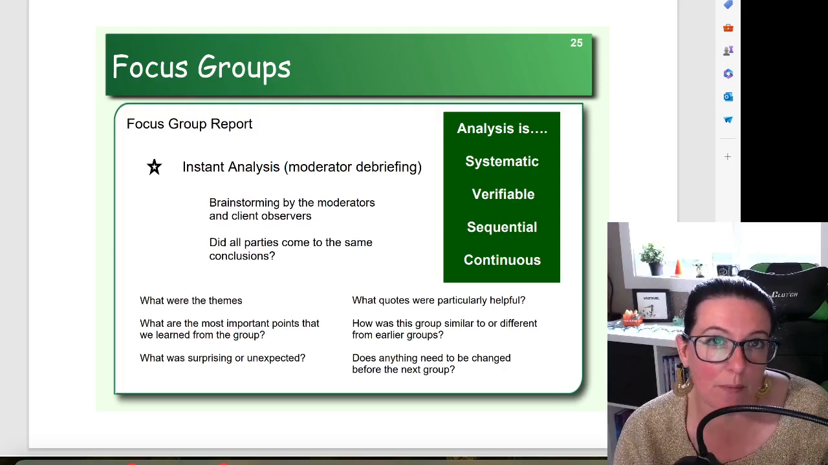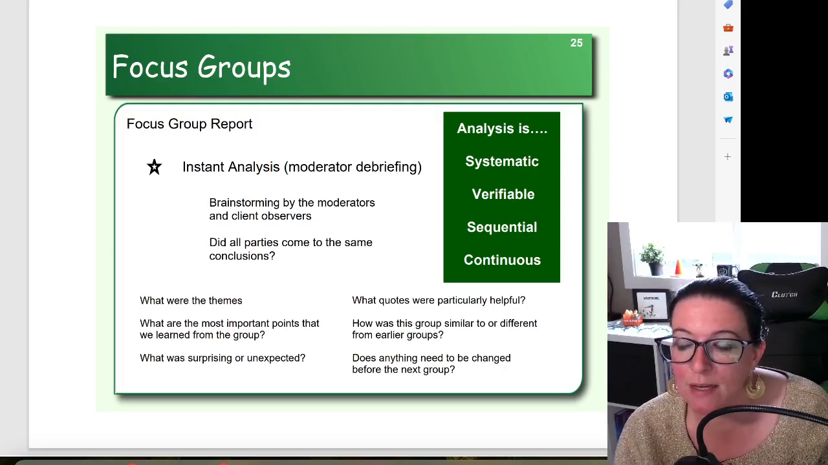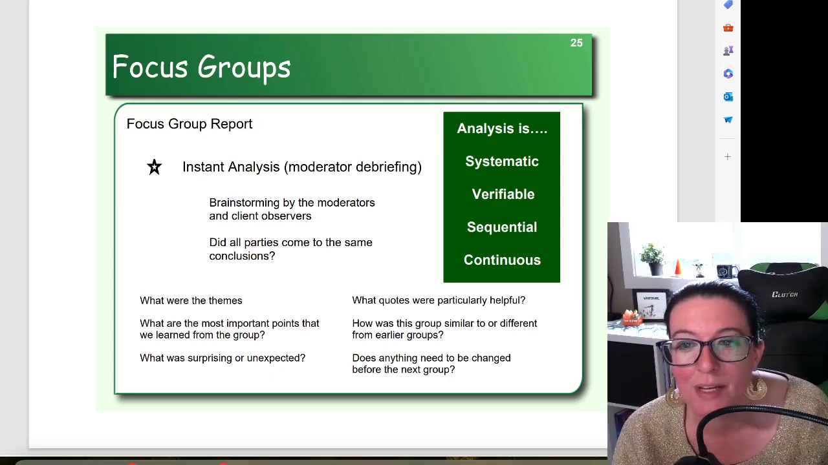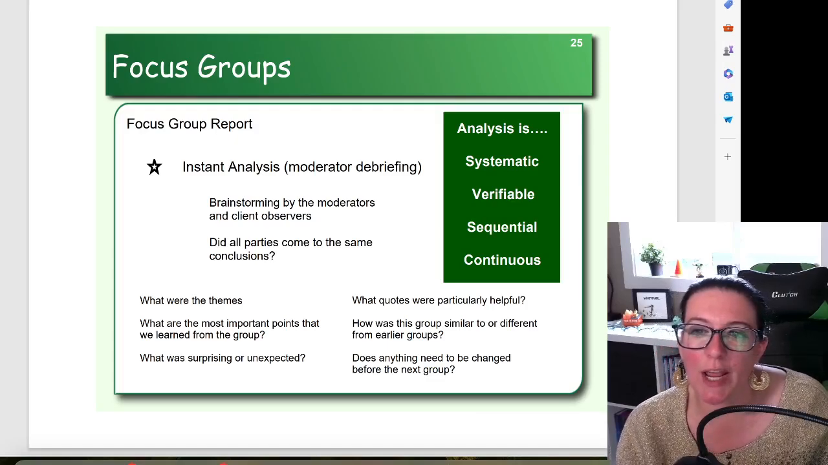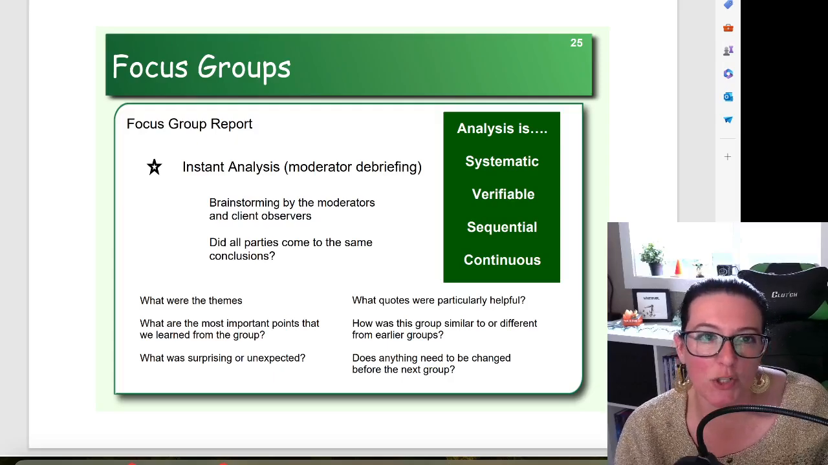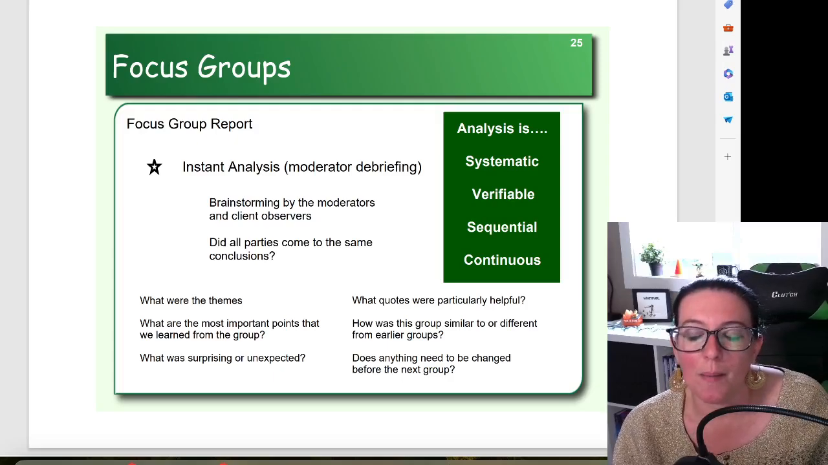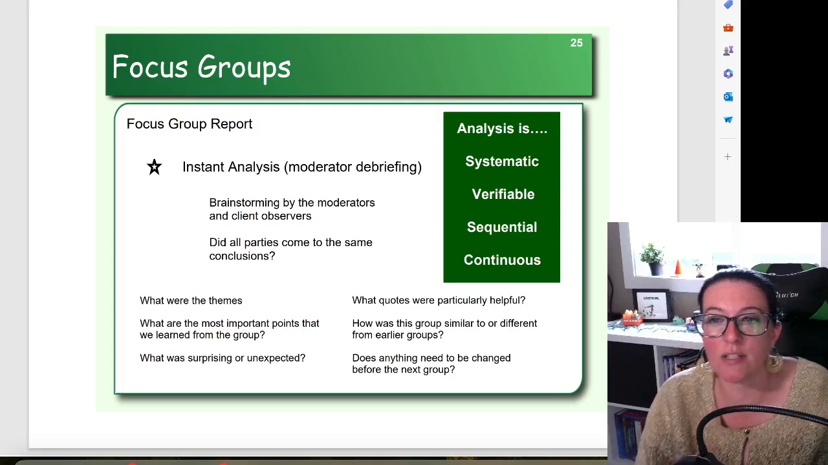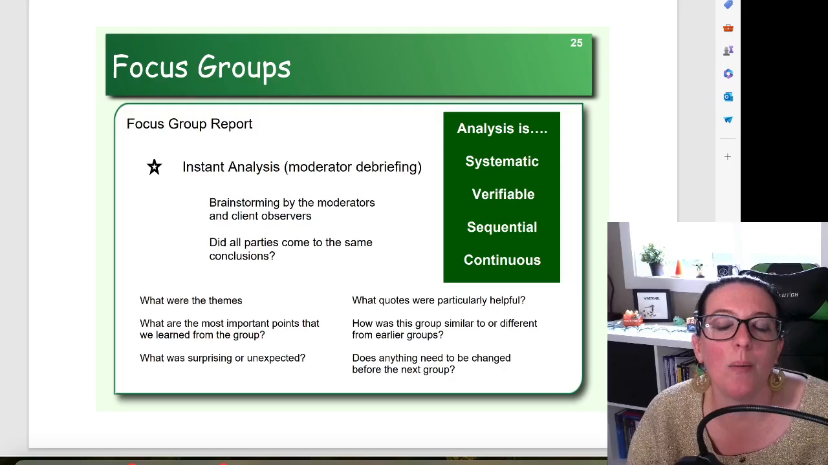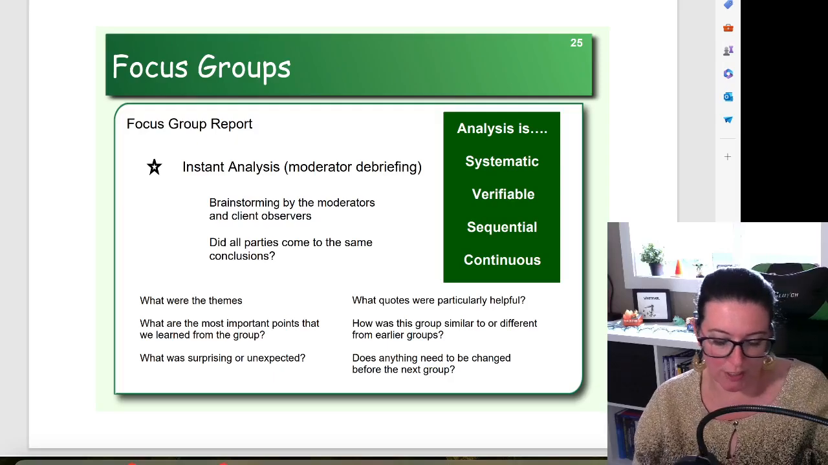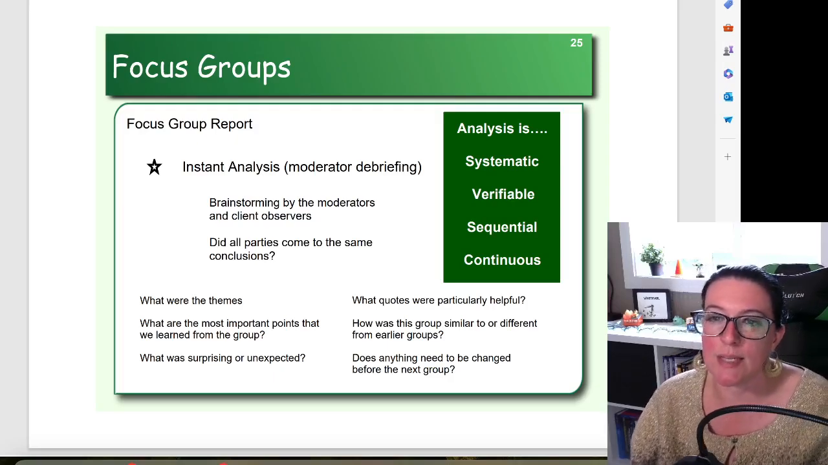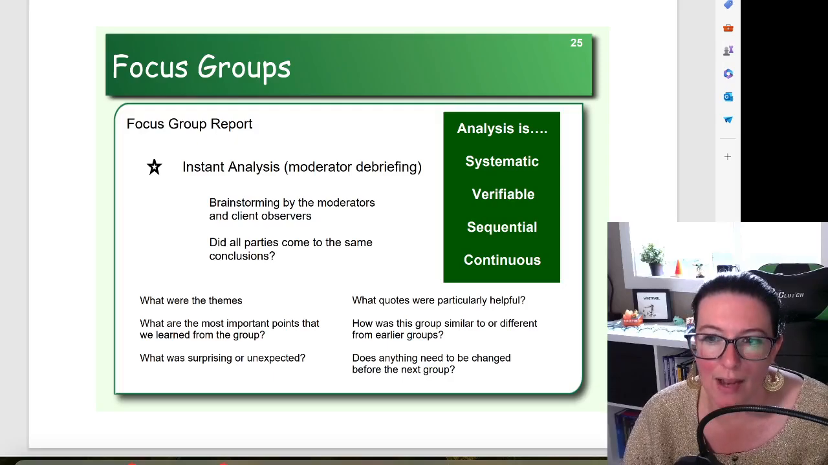How was this group similar to or different from earlier groups? So if you've done this same focus group with multiple different 8 to 12 participants, are you hearing the same thing from them? And does anything need to be changed before the next group? Now be careful about too much change, because if you overhaul and ask completely different questions, then it's hard to put it all together. But you might be finding that you're not probing enough in one particular question, and so you need to get a bit deeper with the next group.